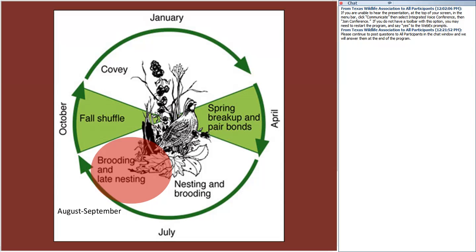For example, if you have a hen who is successful on her very first nesting attempt, then she's going to have chicks on the ground and be leading a brood at the same time that another hen may be making a second nesting attempt. This is just a general guideline, but it is perfectly normal to see some nesting and brood rearing happening at the same time.